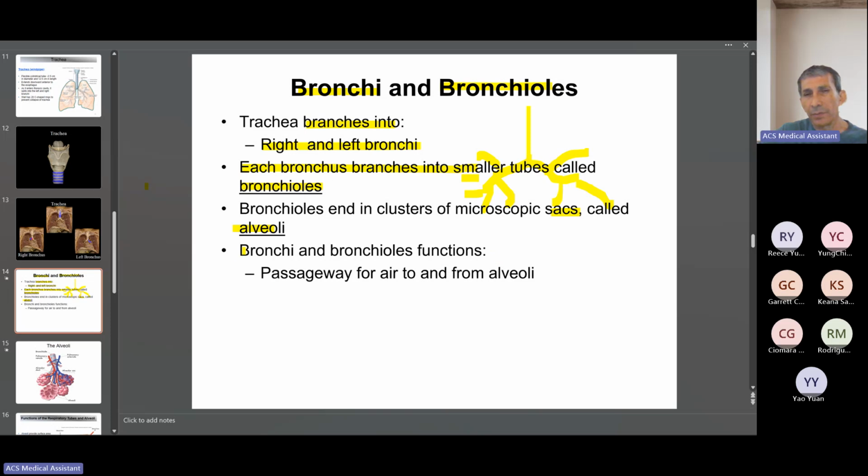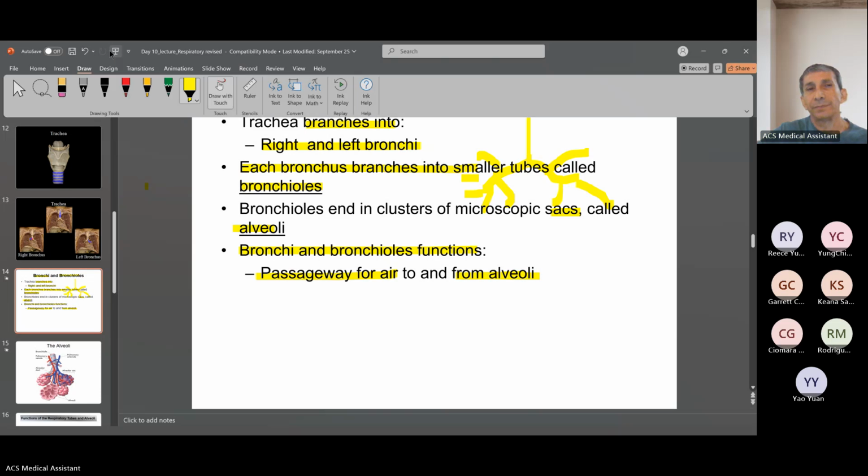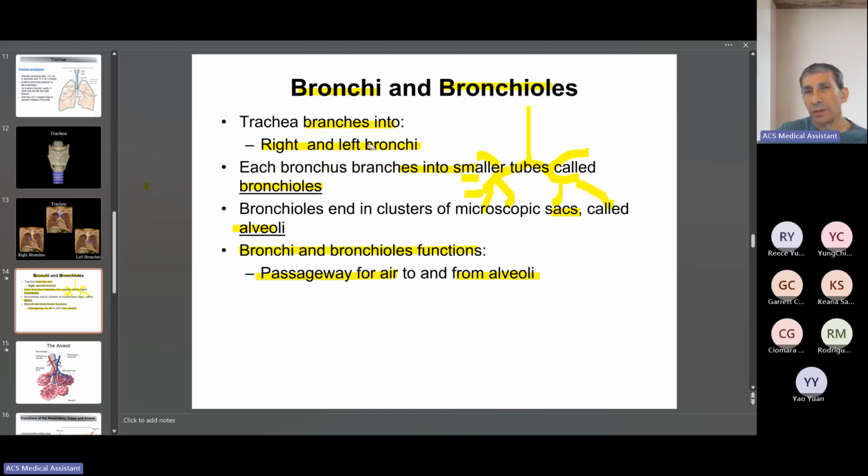All of these structures act as a passageway for air. That's it. From and to the alveoli. Now, the alveoli is not a passageway. This is where the gas exchange actually takes place. So don't mix them up.